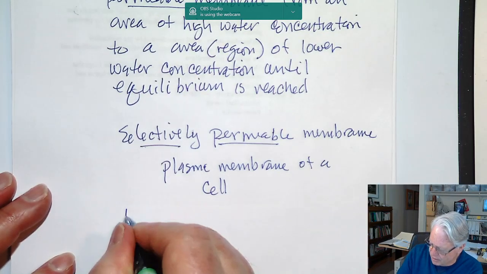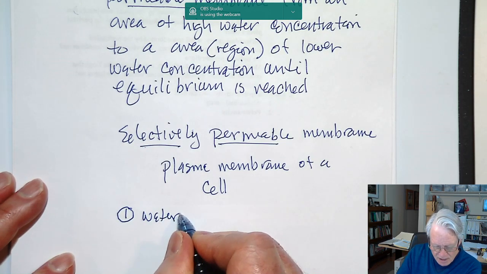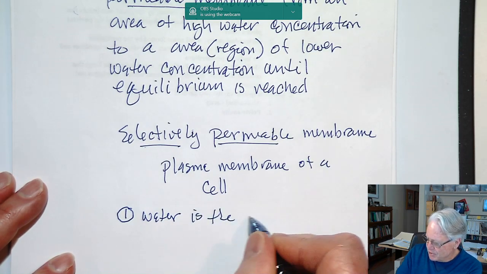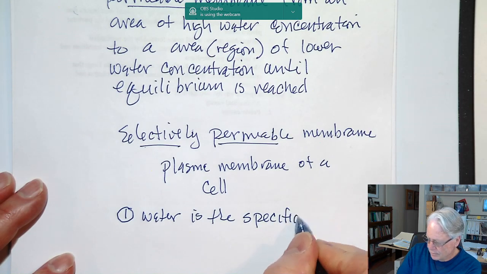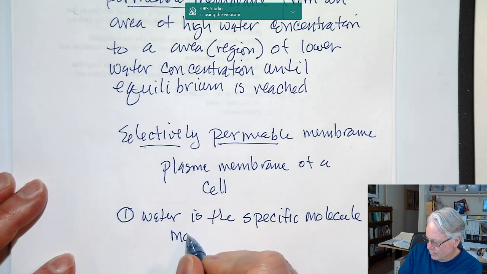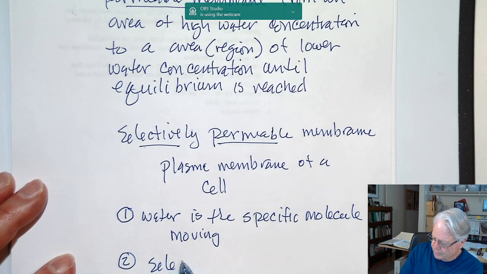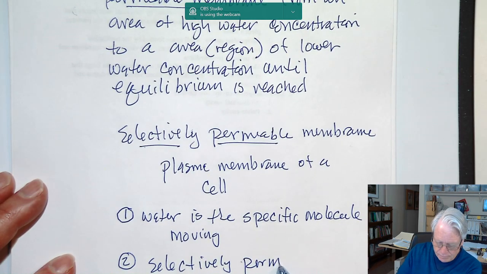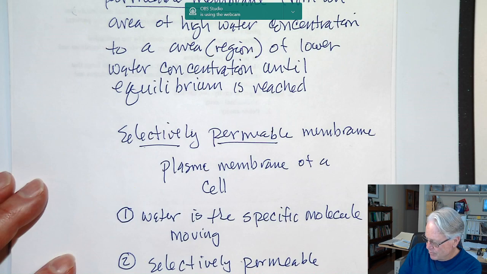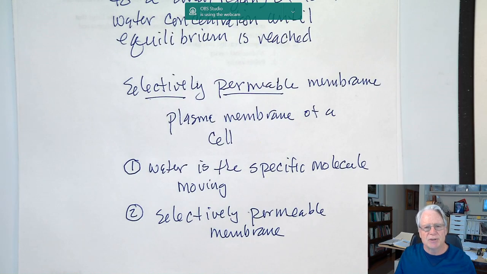Now, let me go back and let's list the differences. So, two important differences. We're talking about water is the specific molecule moving. That's one difference. And two, it's through a selectively permeable membrane. Two critical and important differences between this osmosis and diffusion.